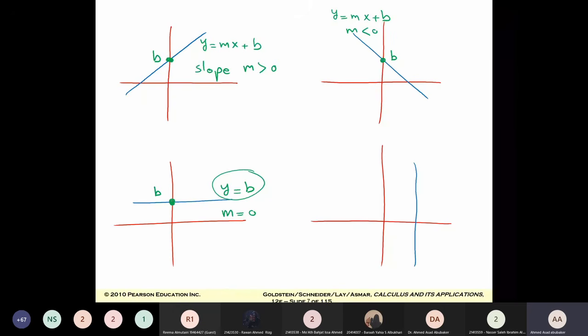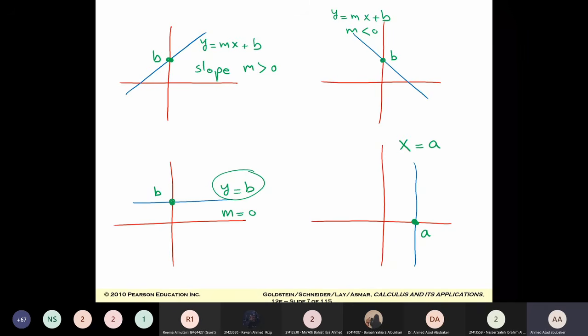And the last one, if we have an x-intercept, we don't have a y-intercept. The x-intercept at a, so the equation is x equals a. This is the vertical line. Okay.